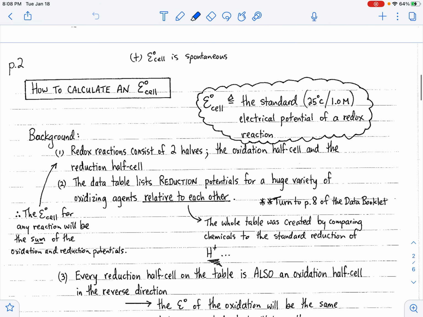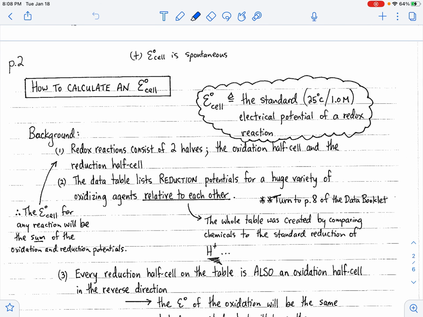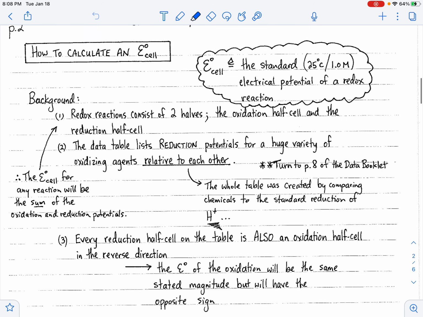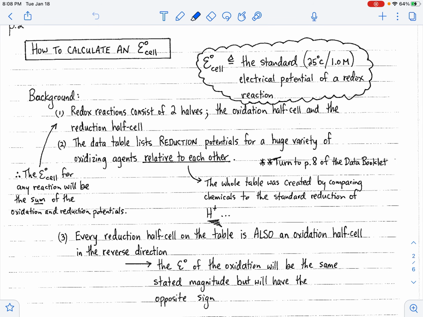And you'll notice on every page of the notes I've written positive E cell is spontaneous. So how do you calculate an E cell? That E just means cell potential, and the not means under standard conditions. There you go. So background. Number one, redox reactions consist of two halves, oxidation half cell and the reduction half cell. Cool. The E cell for any reaction will be the sum of the oxidation and the reduction half cells from the table.